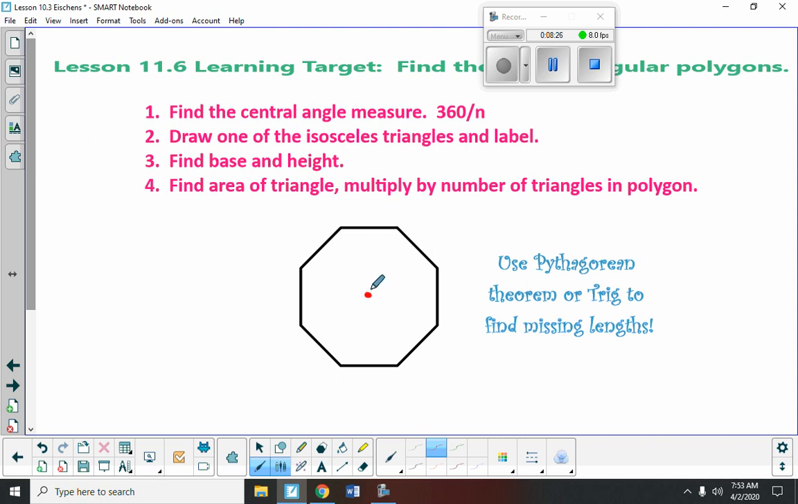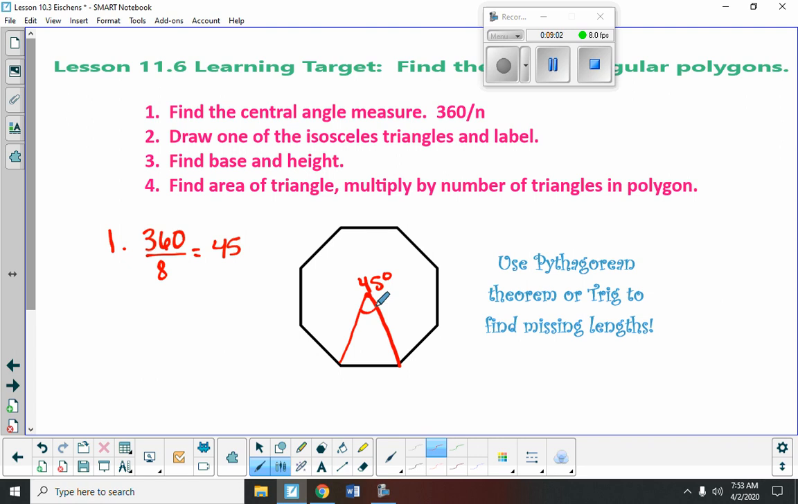So put a point at the center, and we want to draw a triangle. First we're going to find the measure of the central angle. We would do 360 divided by 8, and that gives us 45. So this angle is 45 degrees. Now we drew the triangle and we want to label it. So that's 45 degrees.